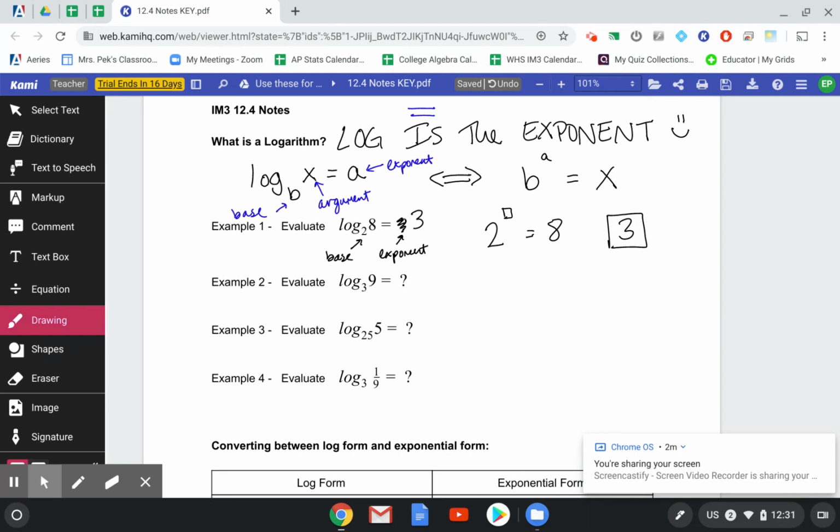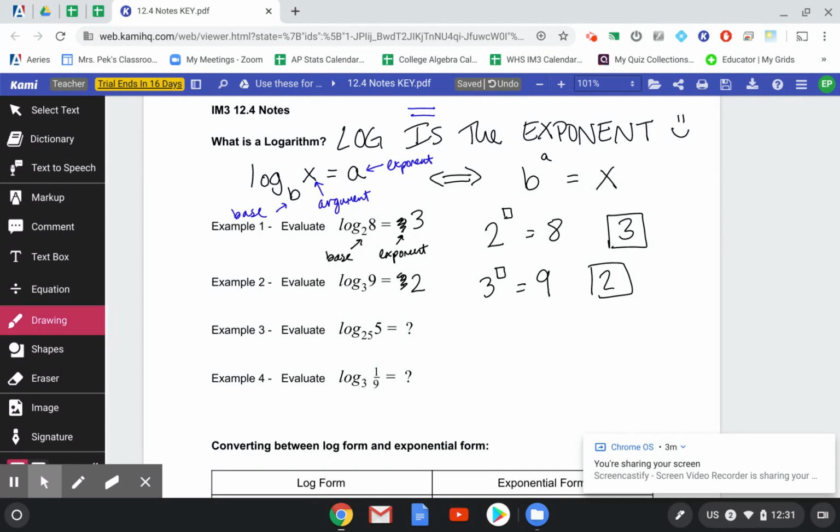So that's what a log is. Let's do another example. The log base 3 of 9 is question mark. Well, 3 to the what power is 9? We have a base of 3. I'm looking for the exponent to give me 9, and that would be 2. 3 squared is 9.